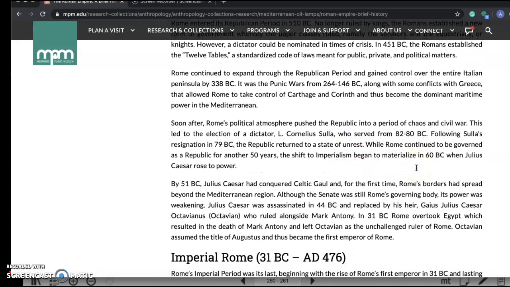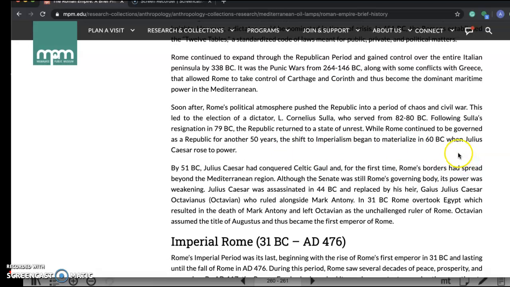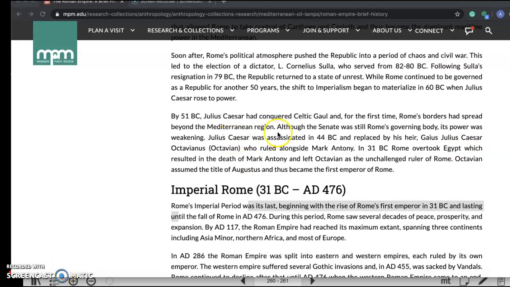While Rome continued to be governed as a republic for another 50 years, the shift to imperialism began to materialize in 60 BC, when Julius Caesar rose to power. By 51 BC, Julius Caesar had conquered Celtic Gaul, and for the first time, Rome's borders had spread beyond the Mediterranean region. Although the Senate was still Rome's governing body, its power was weakening.